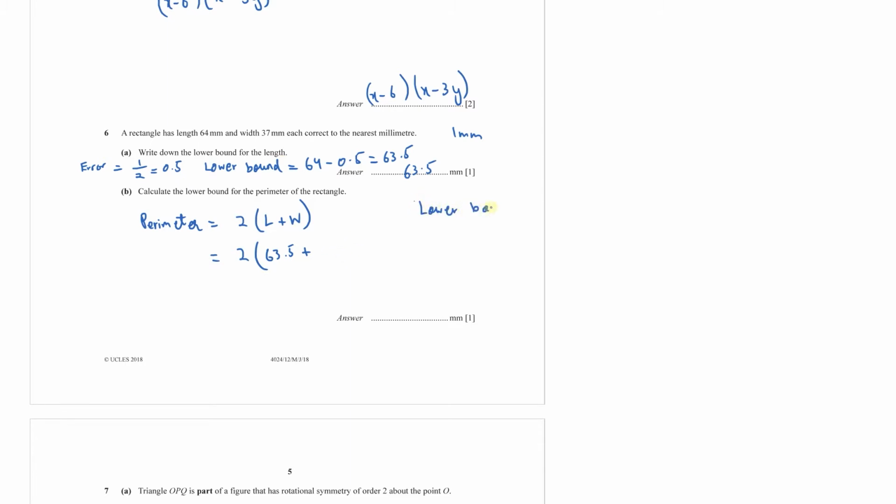So the lower bound of width would be equals to 37 minus 0.5, which is 36.5. So plus 36.5. And then if I add these two, I get 60 plus 30 is 90, 96, 99, 100. So 2 times 100. This is 200 millimeter is the lower bound for the perimeter of this rectangle.